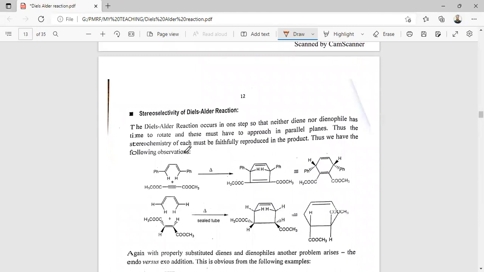Next, we will discuss the stereoselectivity of this Diels Alder reaction. The Diels Alder reaction occurs in one step, so that neither the diene nor the dienophile has time to rotate. They must approach in parallel planes. Thus, the stereochemistry of each must be faithfully reproduced in the product. And thus, we have the following observation.